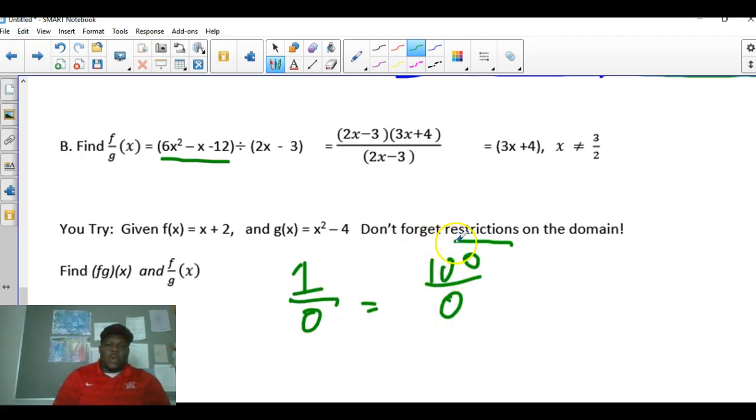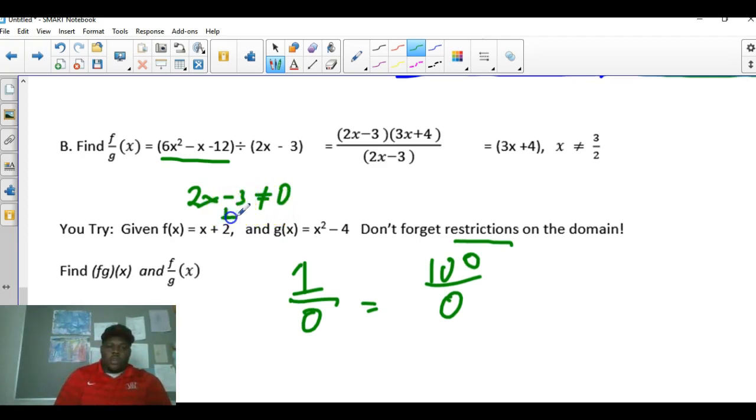All right. So basically what happens is you take the denominator. You're going to find your domain restrictions. So if you went 2x minus 3 and set that not equal to 0, and the reason you say not equal is because it's going to be a restriction. I'm going to show you how.